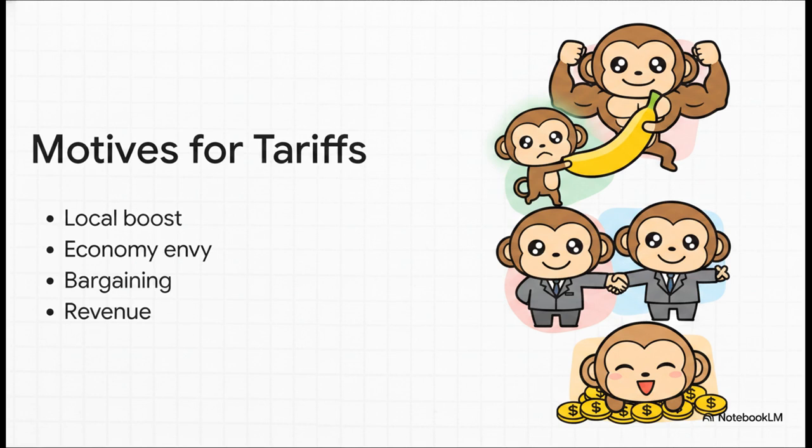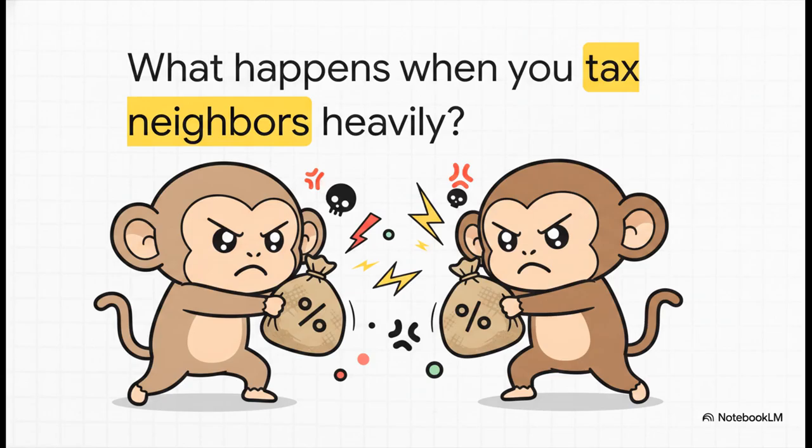Sometimes the Monkeyland government is just plain jealous of Banana Land's booming economy and wants to slow it down. Other times, tariffs are wielded as aggressive bargaining tools for totally unrelated political negotiations. But the biggest, most common reason of all, revenue. The monkey government just wants more money. Honestly, that's pretty much the whole shebang. Part 5. Trade Wars and New Frontiers.